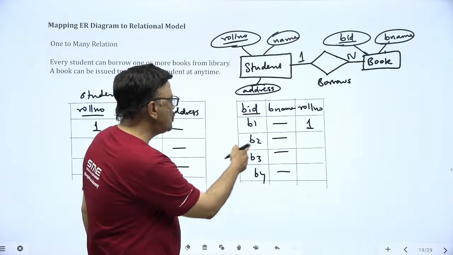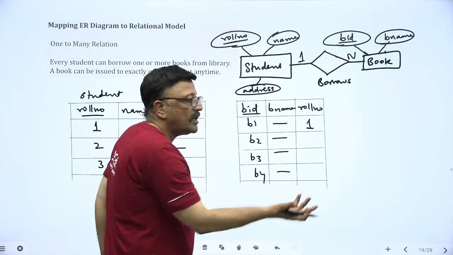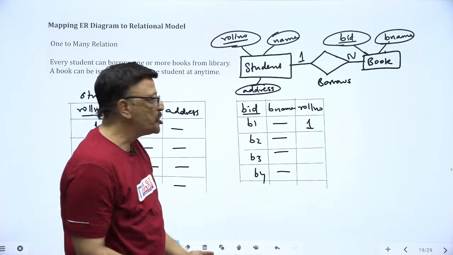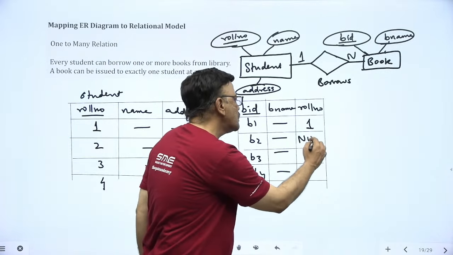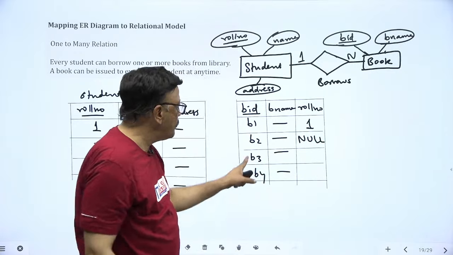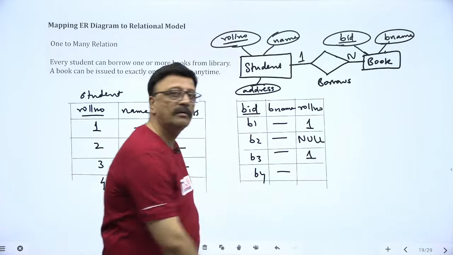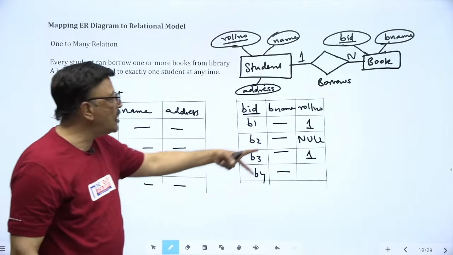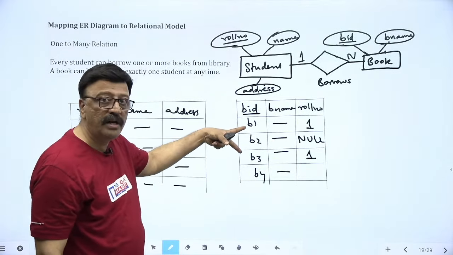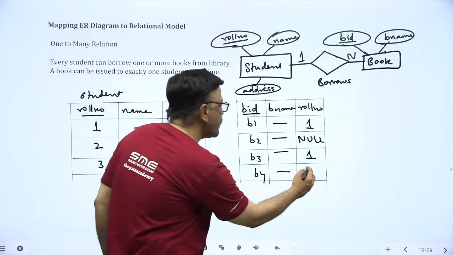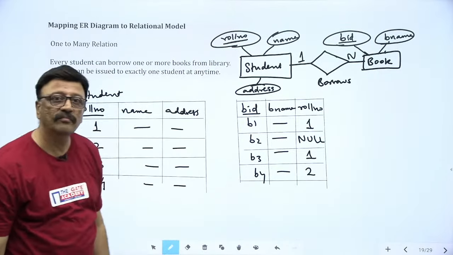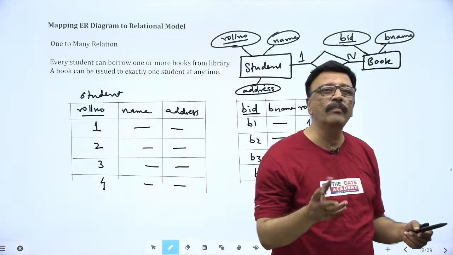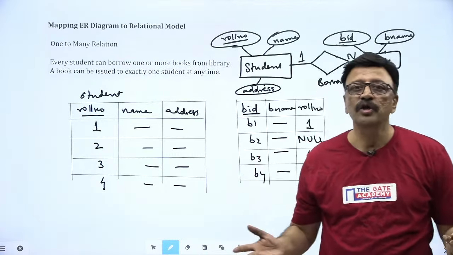So maybe B2 is not taken by anyone right now. You remember partial and total. So this can be null. This book is not taken by anyone. But B3 is taken by roll number 1. We said that a student can take any number of books. So roll number 1 has taken 2 books, B1 and B3, and B4 has been taken by the second student. So that's how, so conveniently, we convert one to many or many to one relation into table.